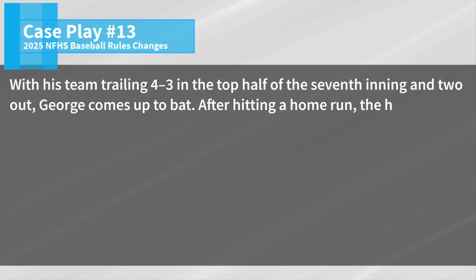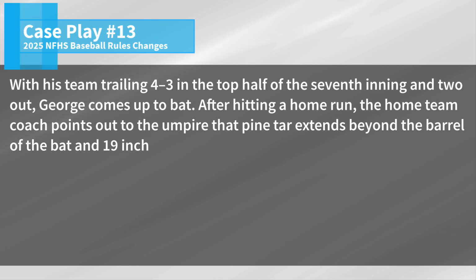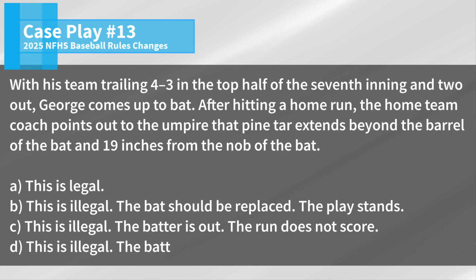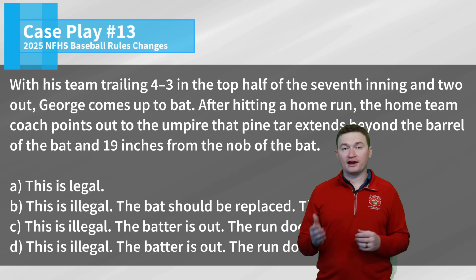Case play number 13. With his team trailing 4-3 in the top half of the 7th inning and 2 outs, George comes up to bat. After hitting a home run, the home team coach points out to the umpire that pine tar extends beyond the handle of the bat and 19 inches from the knob of the bat. Is this A, this is legal, B, this is illegal, the bat should be replaced, the play stands, C, this is illegal, the batter is out, the run does not score, D, this is illegal, the batter is out, the run does score? The correct answer here is C.